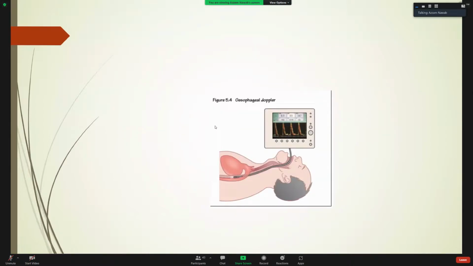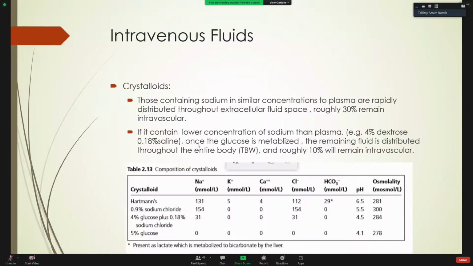This is the esophageal Doppler ultrasound I mentioned before. It's a usable tool. We can measure the hydration status of patients, but it is not routinely used.